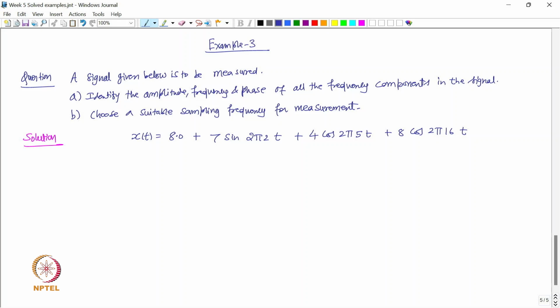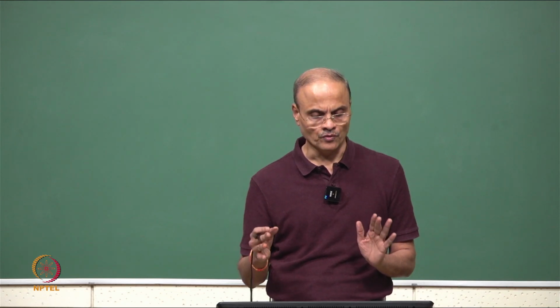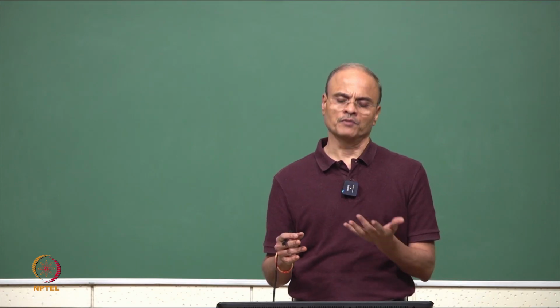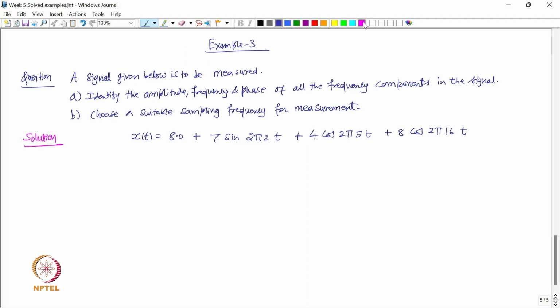So, what this problem is all about is that there are two tasks in the problem. In part A, we are supposed to identify from the given signal what frequency components are present, their frequencies, amplitude and phase, correct. That is the first task. And then in part B, we have to choose a suitable sampling frequency for the measurement. So, let us first look at task A.